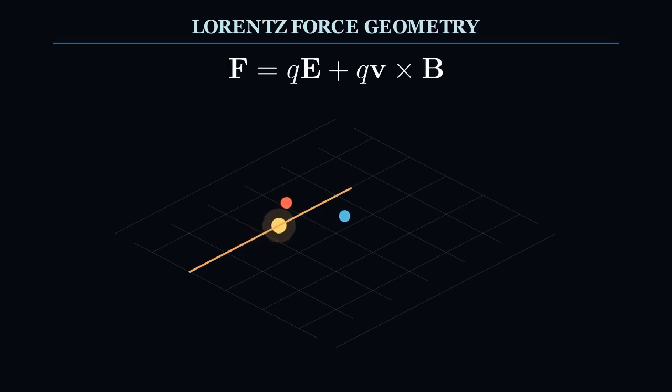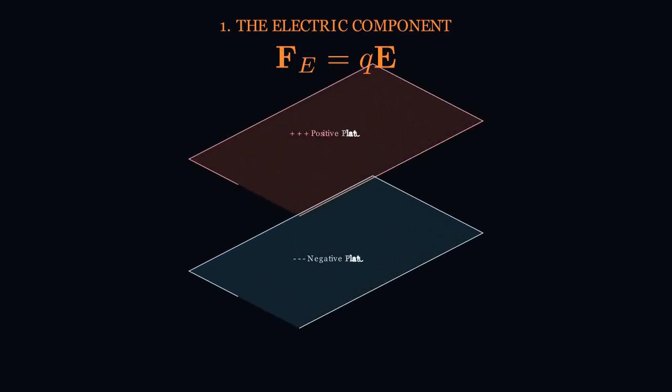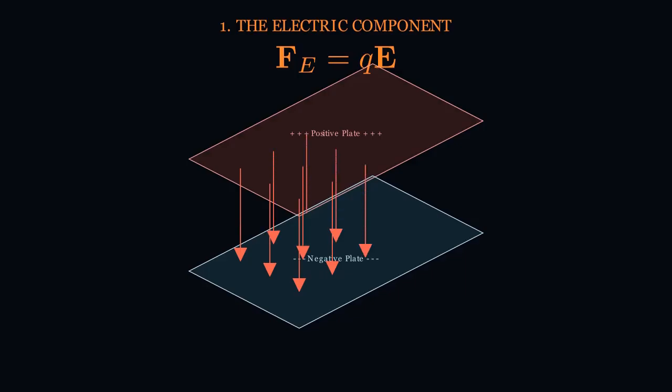To understand how we can manipulate the trajectory of charged particles with such extreme precision, we must look at the geometry of the Lorentz Force equation, F equals QE plus QV cross B. This single equation dictates how electric and magnetic fields cooperatively steer matter. Let us isolate the first term of the equation, the electric force, represented as Fe equals QE.